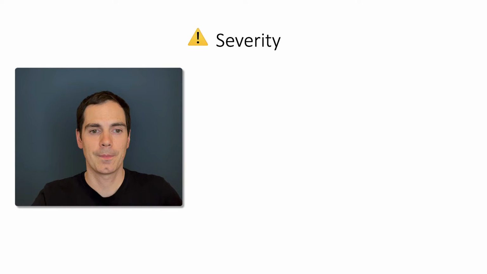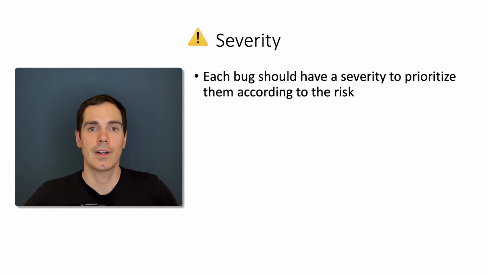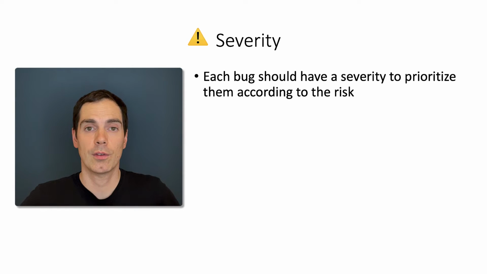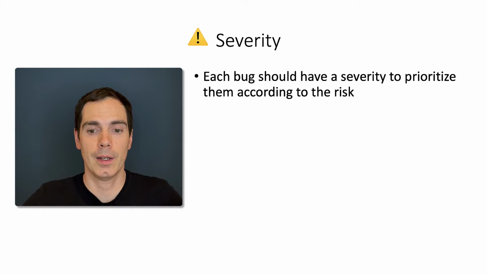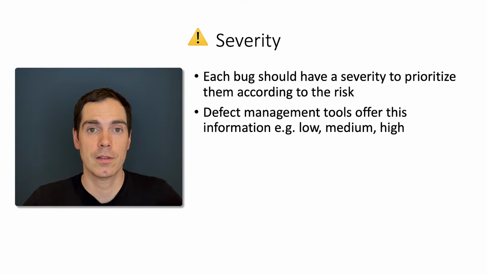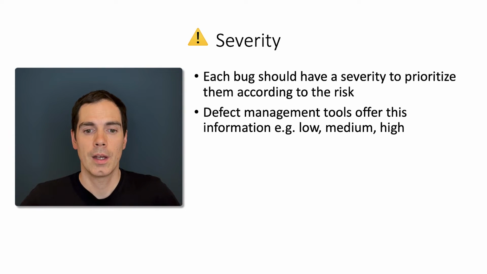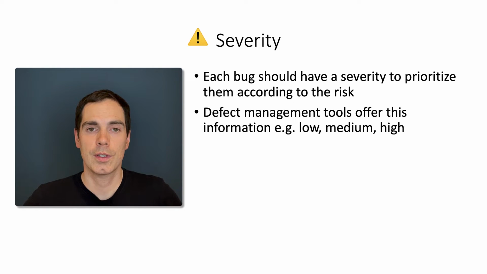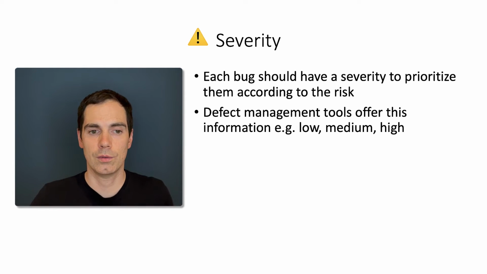Let's get to severity. Each bug should have a severity to prioritize them according to the risk. This is also usually handled by defect management tools. They provide different kinds of information depending on the tool or category. There's low, medium or high severity, and this is something that you should first of all talk to your product manager or to the team about, if you want to use this entry in the bug management tool. If you use it, you can use it to change the severity and also to prioritize your findings.